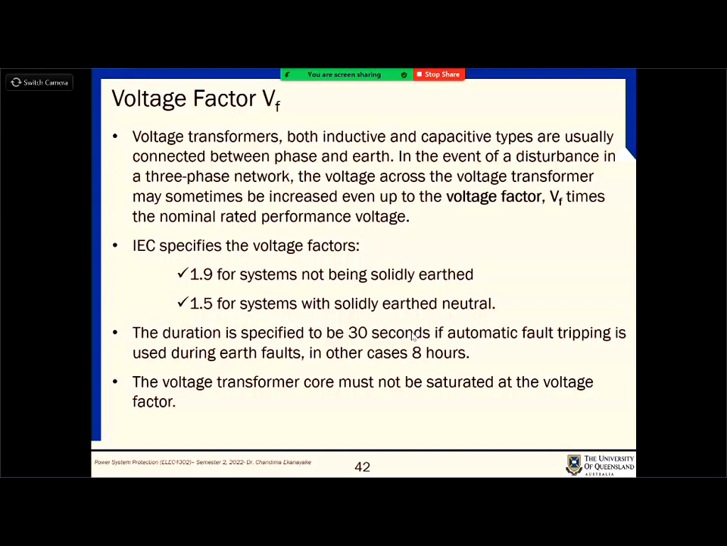And then the other important thing is that when the voltage reaches the voltage factor, that is 1.9 or 1.5 times the rated, the core must not saturate. Why? If the core is saturated, then you can't measure the correct voltage, right? Therefore, under these faulty conditions, the core should not be saturated.